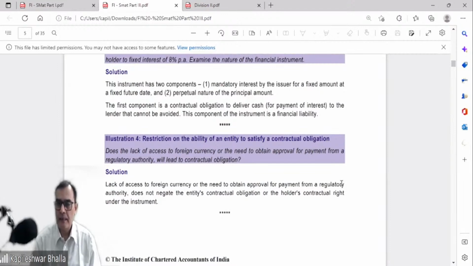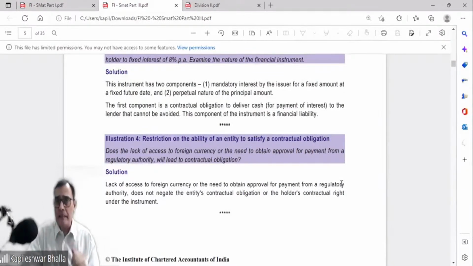Yes. The standard has made it very clear that the lack of foreign currency access, or the need to obtain approval for payments, does not negate the contractual obligation or the holder's right under the instrument. Now, you would also say that if the holder says I've got a right to receive, well, he's got a right to receive.